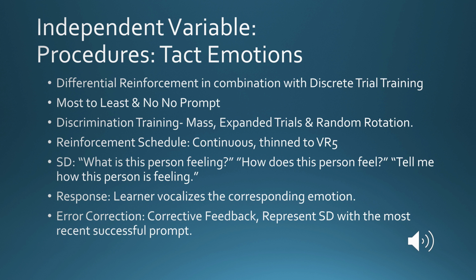Teaching procedures for tacting emotions were very similar to receptive emotions. Naturally, we did need to modify the prompting hierarchy, and the SD and response criteria were different. Since this learner had a vast repertoire of expressive written words, we used the vocal word paired with the word card and the picture card. Then we faded to just the word card and the picture card, and then we faded to an independent opportunity to respond. The SD was, "What is this person feeling?" It did vary to phrases such as, "How did this person feel?" And the response criteria was for the learner to vocalize the corresponding emotion, and we did not require them to use a full sentence response.